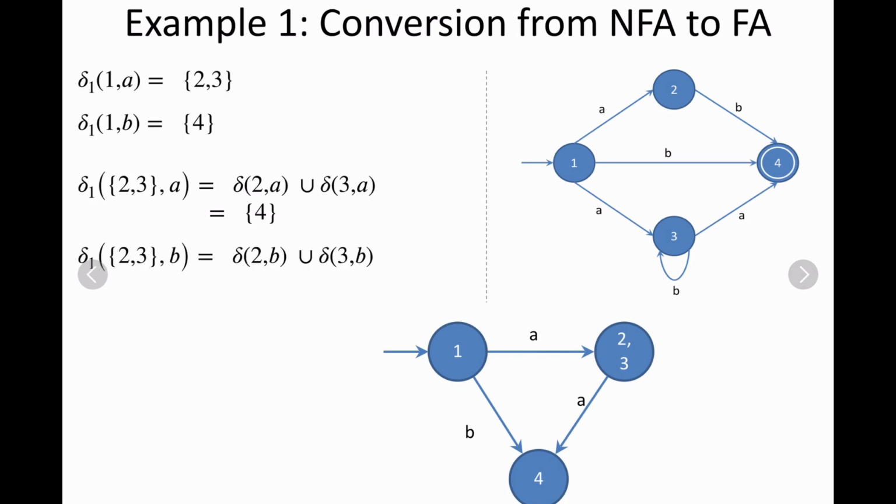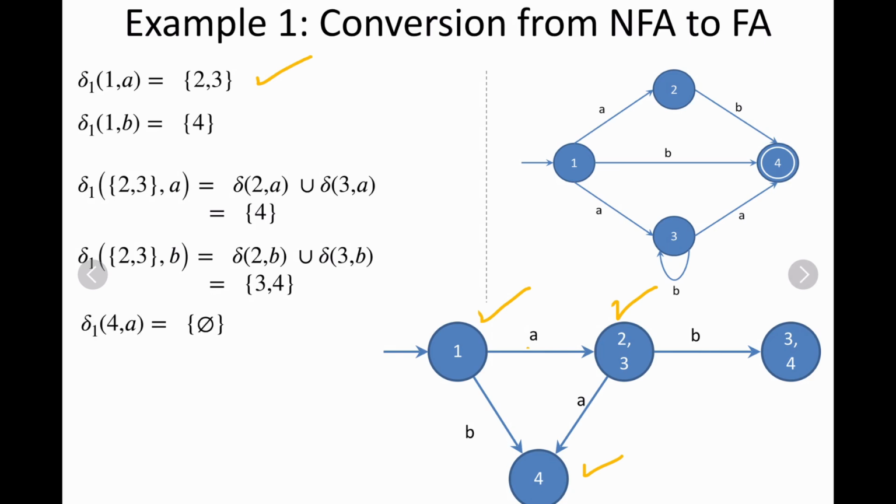Similarly on B, again you have to split {2, 3}: delta of 2, B union delta of 3, B. 2 on B goes to 4, union 3 on B goes to 3. That means {4, 3}. So {4, 3} is created. Look at this. So state 1 is over, and from {2, 3} one new state, {3, 4}, has come.